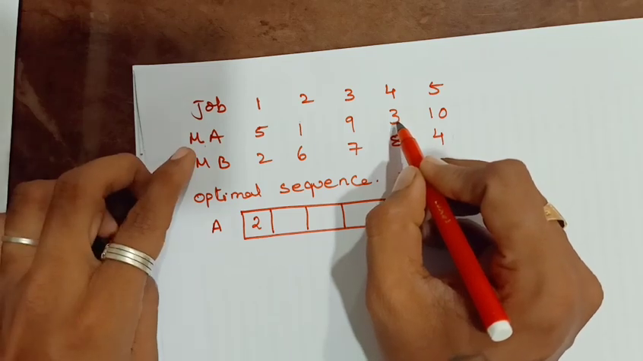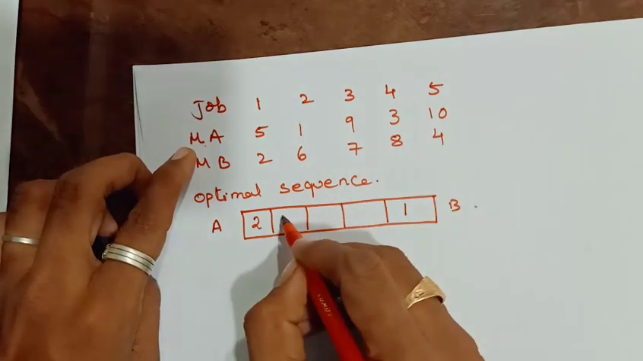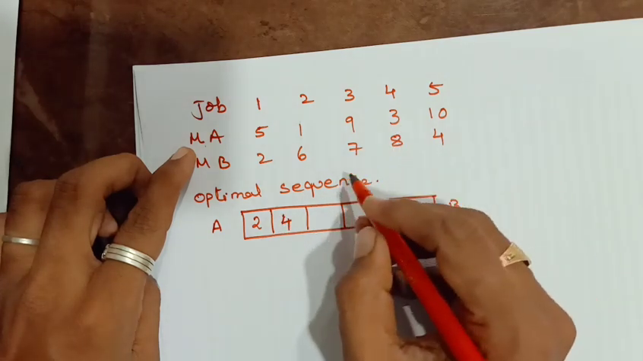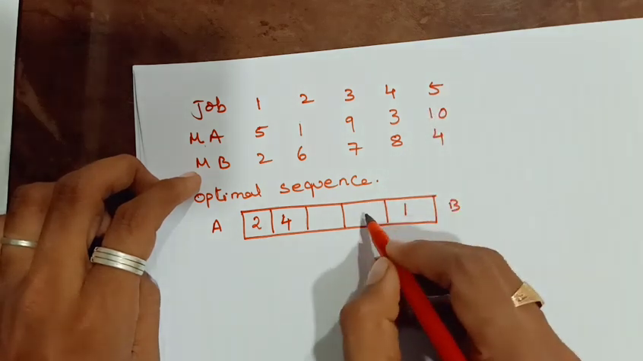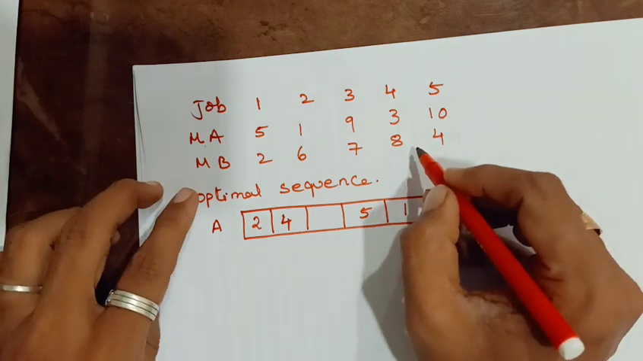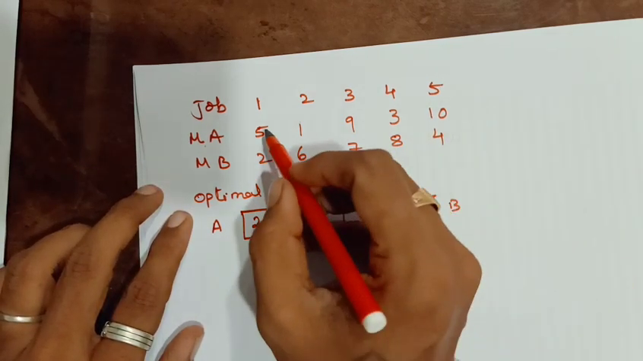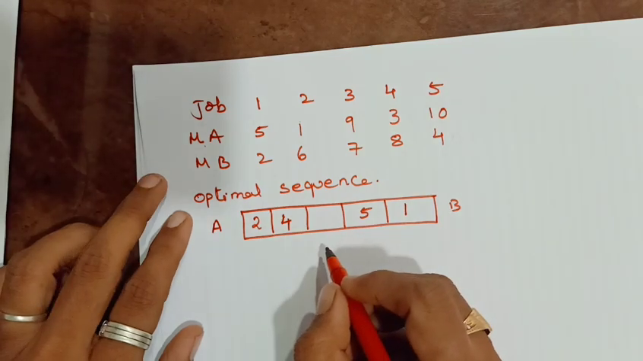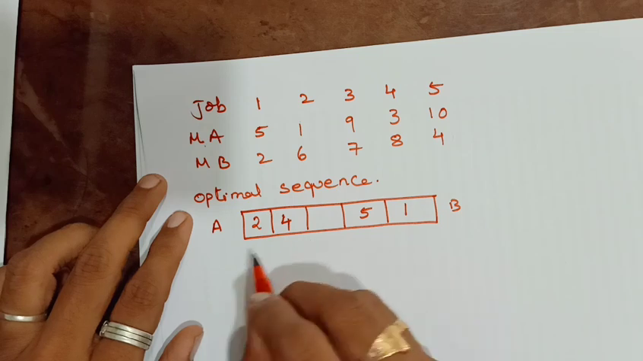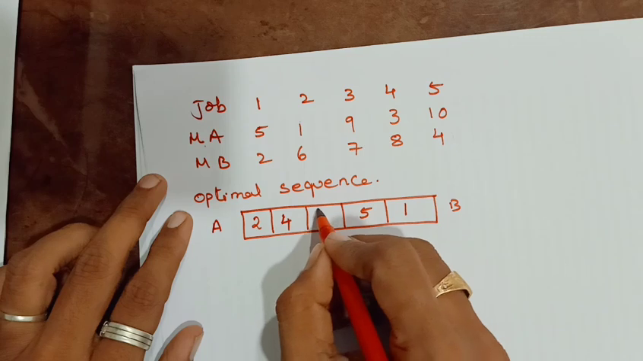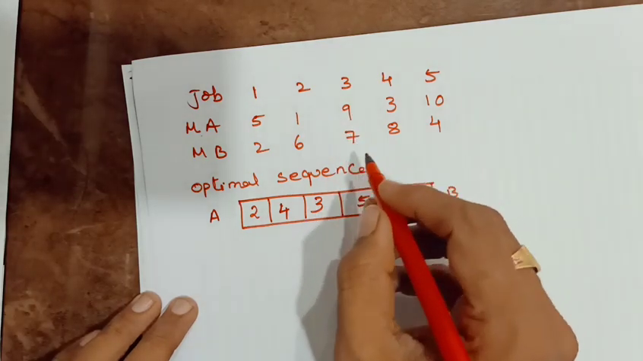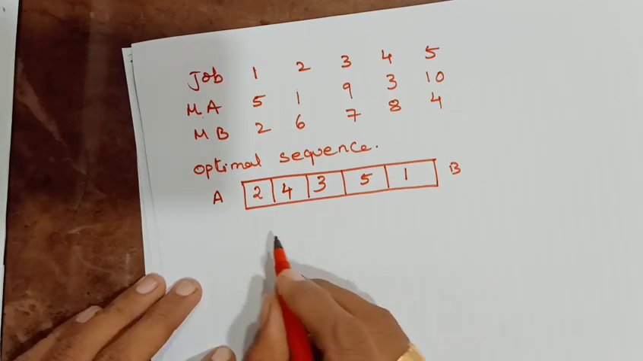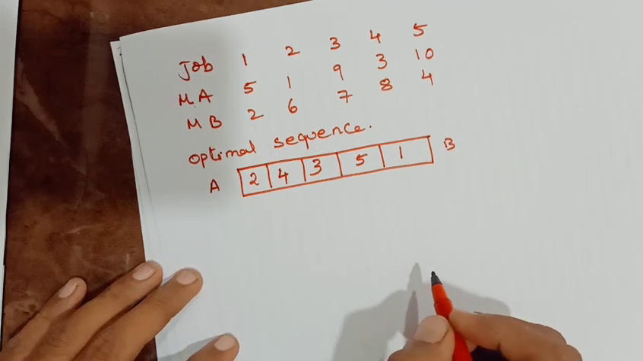The 3 lies in machine A, so that job is 4. So 2, 4. After 3 we have 4, that is job 5, in machine B. Next, 5. Only one job is left, that is 3. So the optimal sequence we have found.